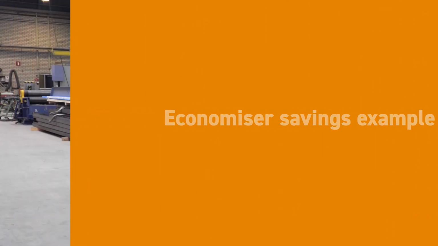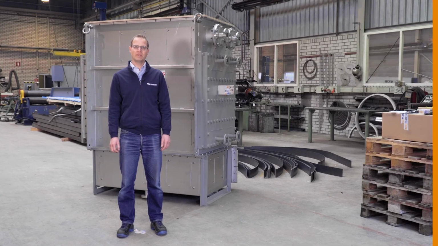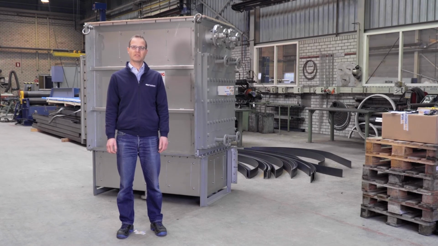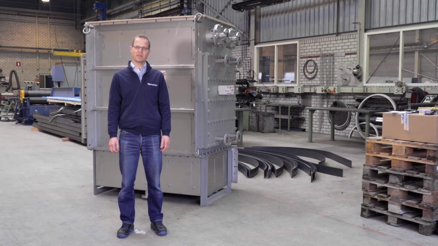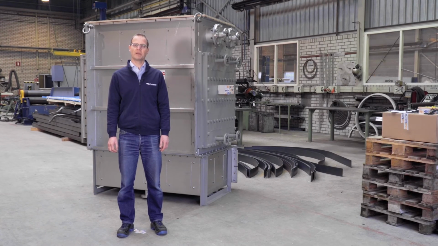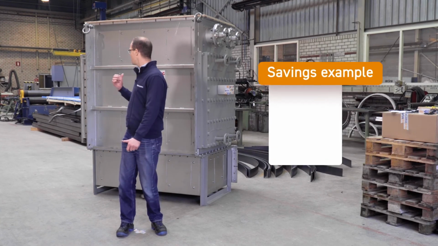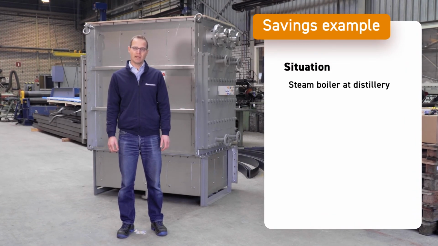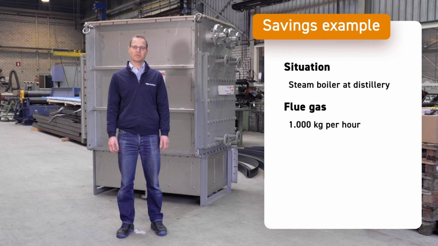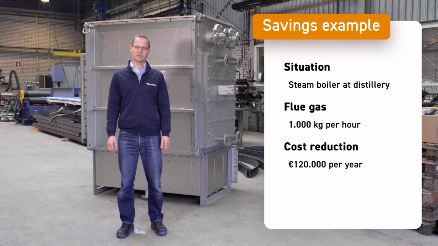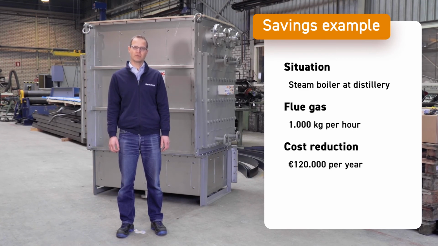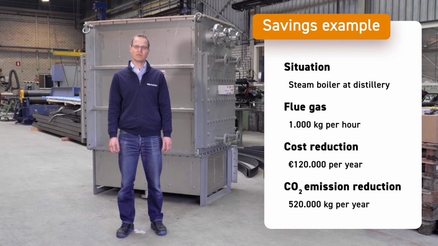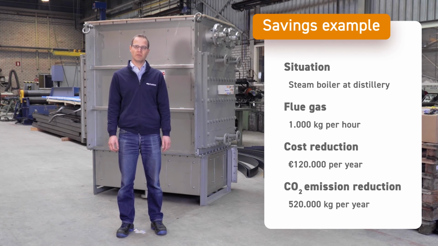Like I said in the beginning, as a rule of thumb, every 20 degrees Celsius reduction in flue gas temperature equals 1% efficiency improvement of a steam boiler. The economizer behind me will be installed behind the steam boiler at a distillery. It will treat 10,000 kilograms of flue gas, leads to a cost reduction of 120,000 euros per year and 520,000 kilograms of CO2 emission reduction.